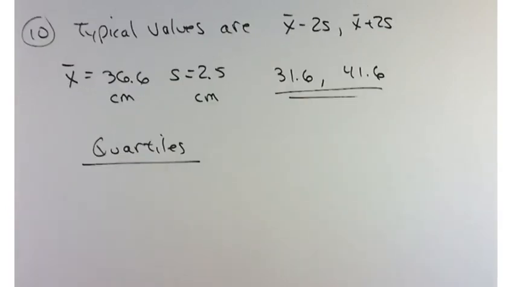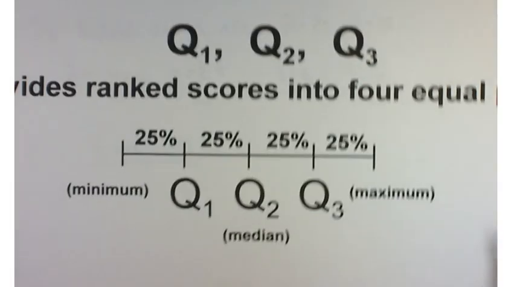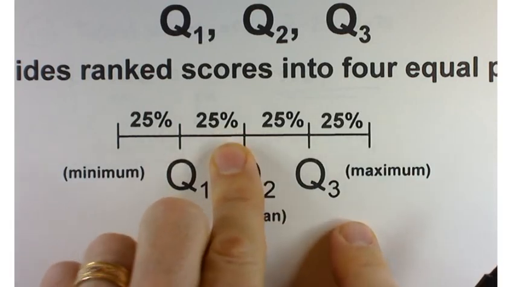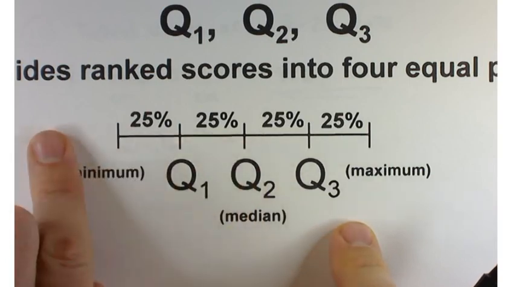Quartiles separate the data into how many parts? 4. How many quartiles are there? 3. There's 3. You need 3 points to separate your data into 4 parts. So Q1 is going to separate the lowest 25% from the upper 75%. Q2 separates the lower half from the upper half.